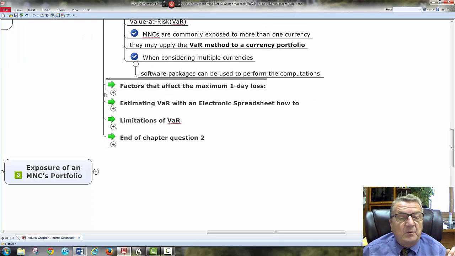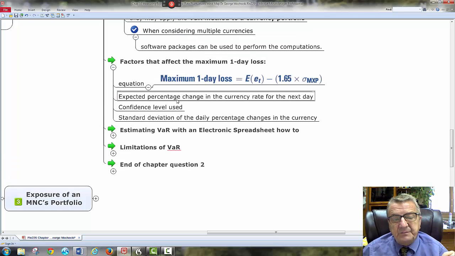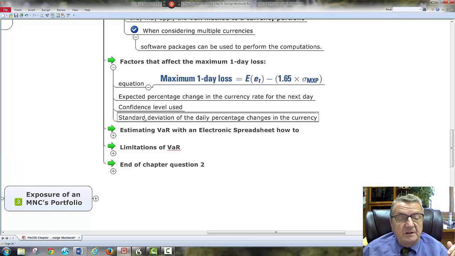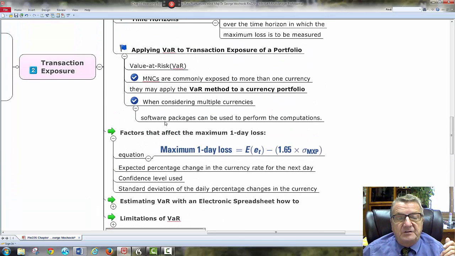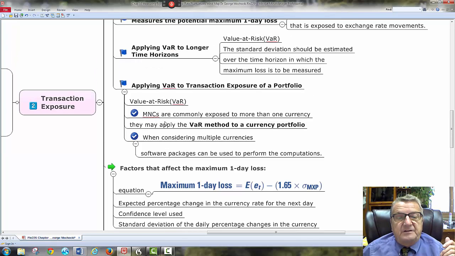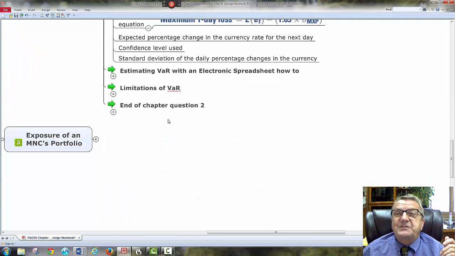Now, factors that affect the maximum one-day loss are the maximum one day. Here's the equation: expected percentage change for the currency for the next day, confidence level, and standard deviation of the daily percentage change in currency. Formula, look at it. If you don't have it, you may just see the formula. It may not make you solve it. If you're doing a homework problem, you'll have to solve it. You'll be all right. Estimating the value at risk. I was going to say variance. I'm always on there. That A throws me off.